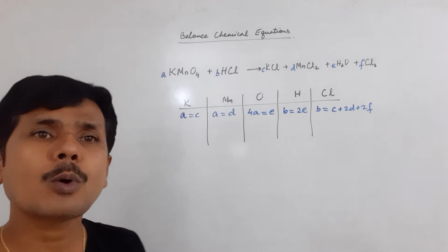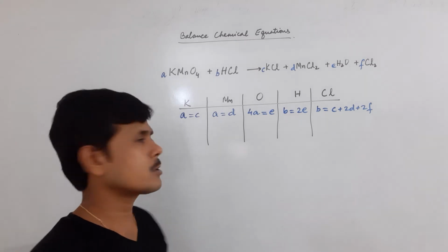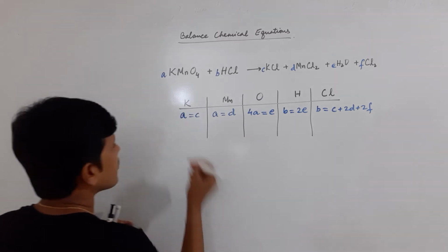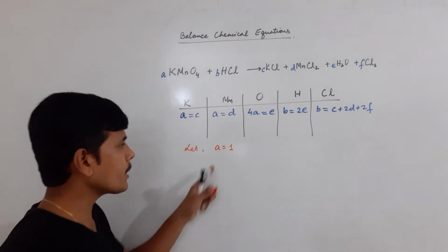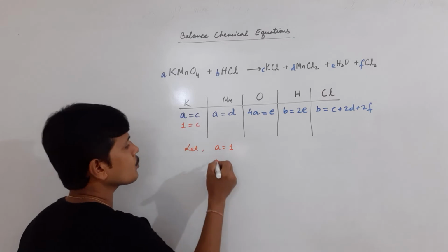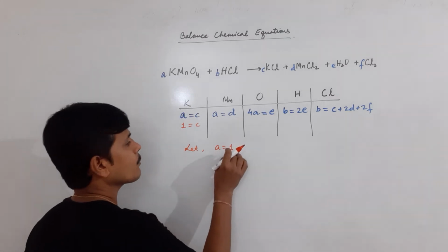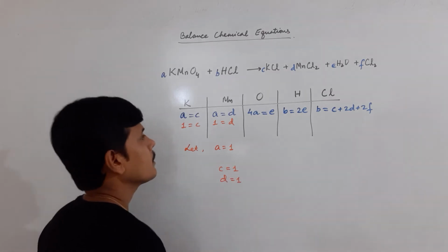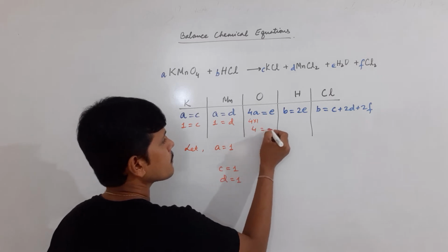Okay, now what are you going to do? I'm going to suppose something over here. Let A equal 1. Now, if I take A equal to 1, what happens? I will put 1 over here, so you will get C equal to 1. Now, the same one I am putting over here, so I am also getting D equal to 1. Now, the same one I am putting over here, so 4 times 1 means 4, which means E equal to 4.